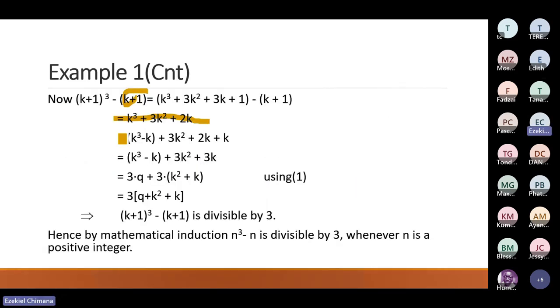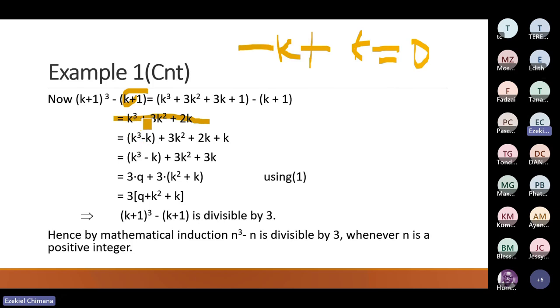So what you do there, you subtract k at the same time adding k. So minus k plus k is always equal to what? To 0. So what you are doing here, you are subtracting k and adding k.